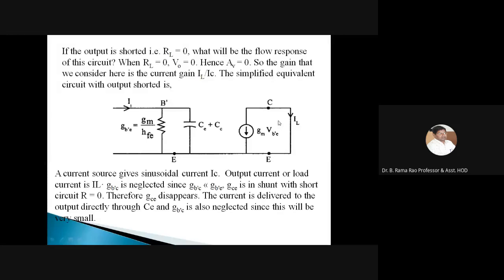Under short circuit condition, we know the value of AI. AI is nothing but the output current by the input current. What is the output current? Output current is IL, and the input current is II. This II is the input current and this IL is the output current. So we know that AI is equal to IL by II.